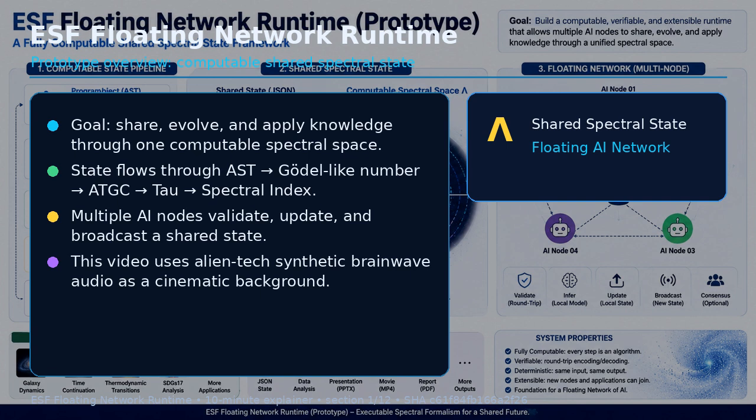The goal is to let multiple AI nodes share a common state, evolve it, verify it, and apply it across several domains. In this video, we walk through the architecture from the state pipeline to the network layer, the output layer, and the embedded program structure.